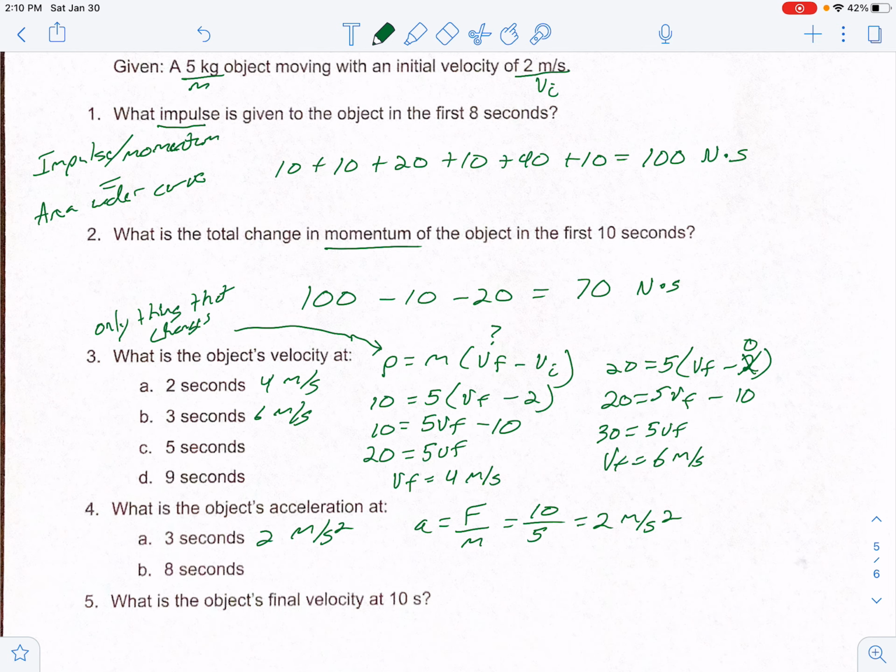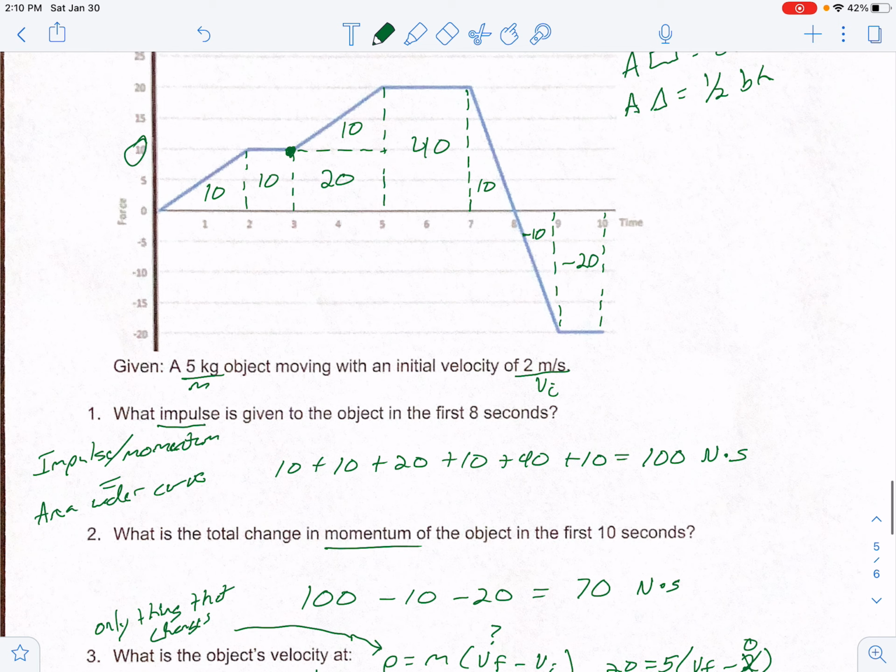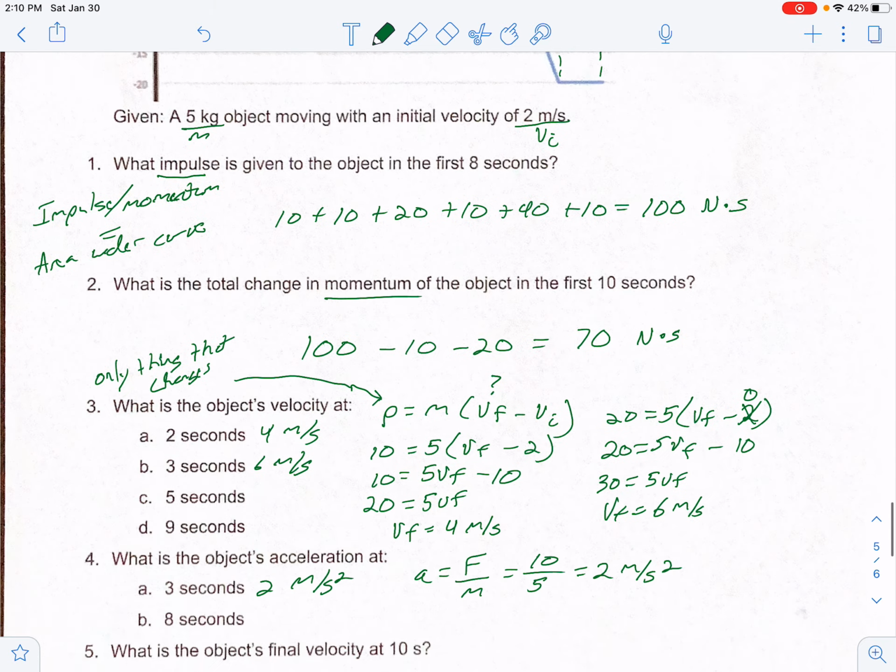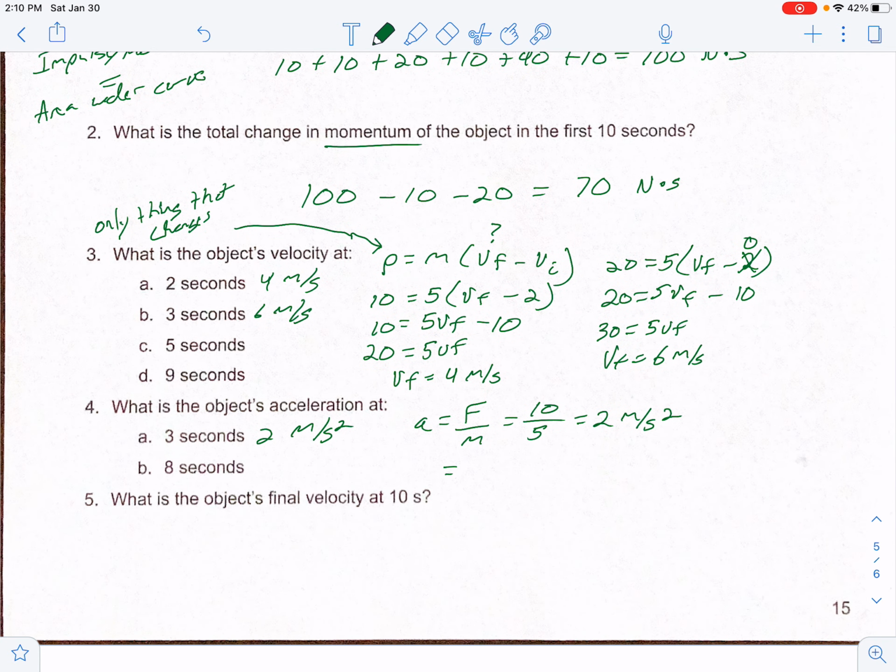That's it. At 8 seconds, if I look at 8 seconds, I'm right here. I look over here to the left, and my force is 0. So this one's going to be even easier. My force is 0. My mass is still 5. So 0 divided by 5 is going to give me 0 meters per second squared.